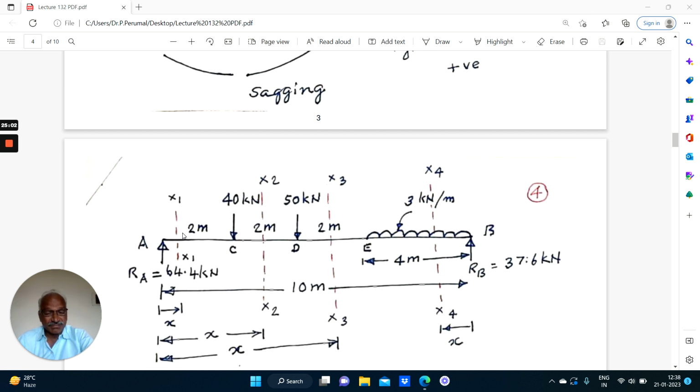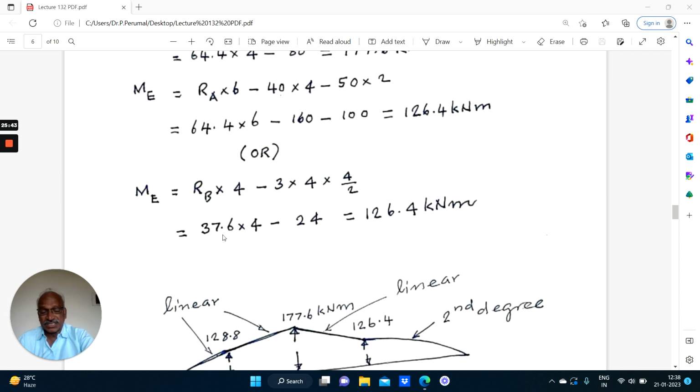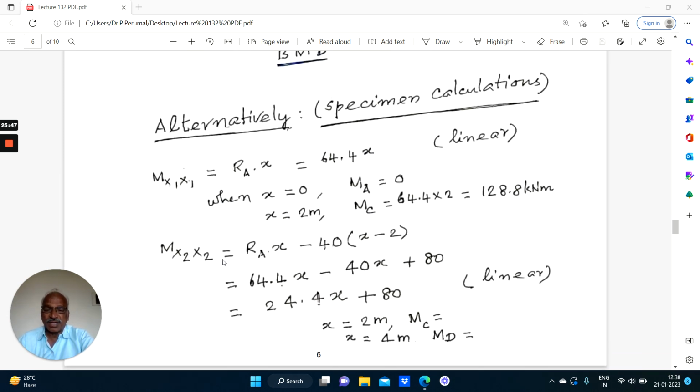So the equation is in terms of X. Power of X is 1. Therefore, you will have linear variation. Only to prove that we have done the calculation here. Similarly, for X2 also, again all values are measured from X, I mean the left support. For section X2 also, it is RA into X minus this load into this distance. The distance is X minus 2 meters. This is already known. Total distance is X. So this is X minus 2 meters. The aim is to prove that it is also linear variation. That will be M at X2 equal to RA into X minus 40 into X minus 2.